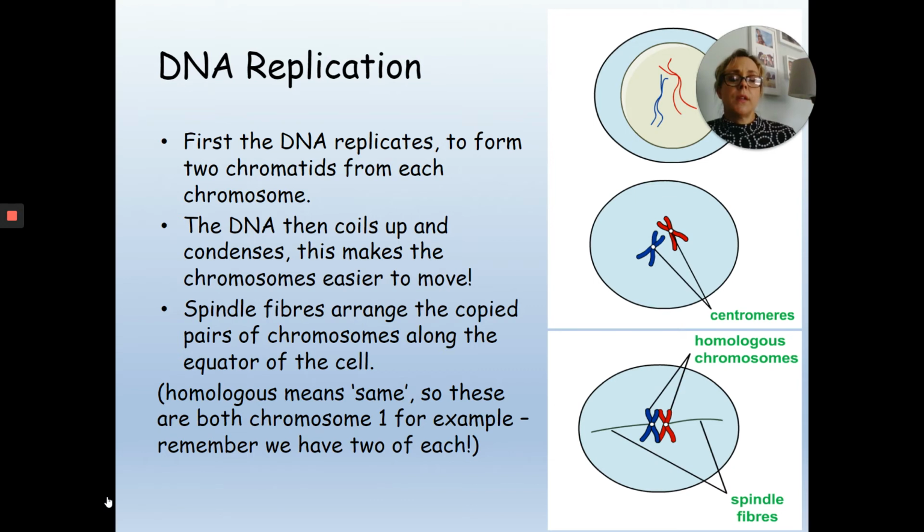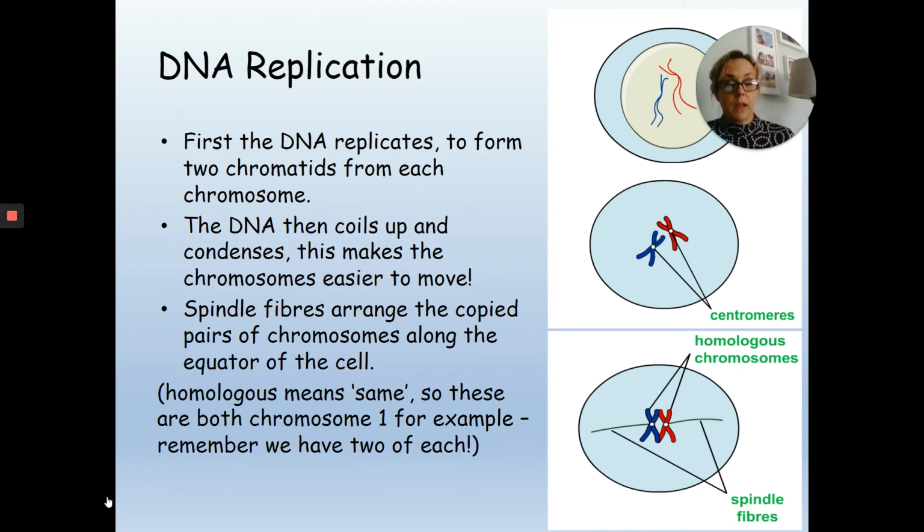So once the chromosomes have replicated themselves, they coil up and condense so that they're easier to move around. We have the spindle fibres again, just like in mitosis, arranging these copied chromosomes, these chromatids, into the centre of the cell.